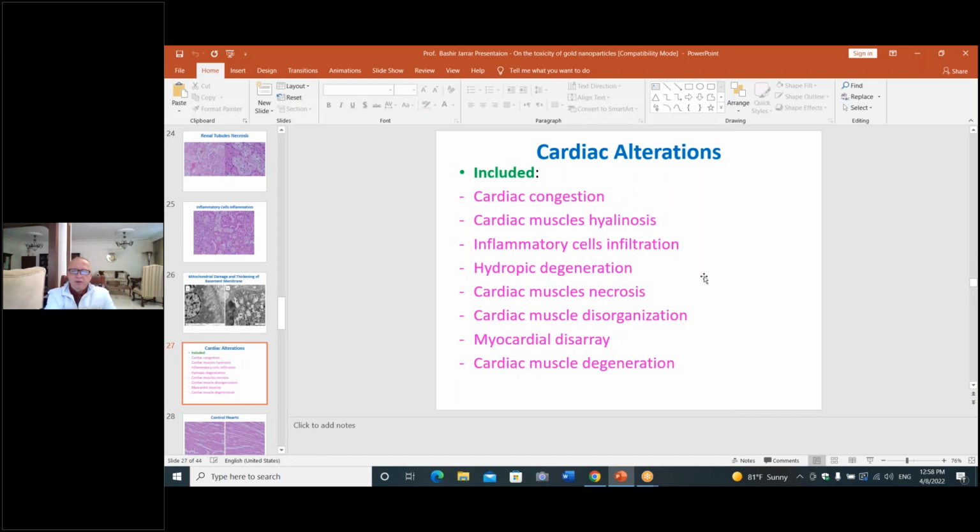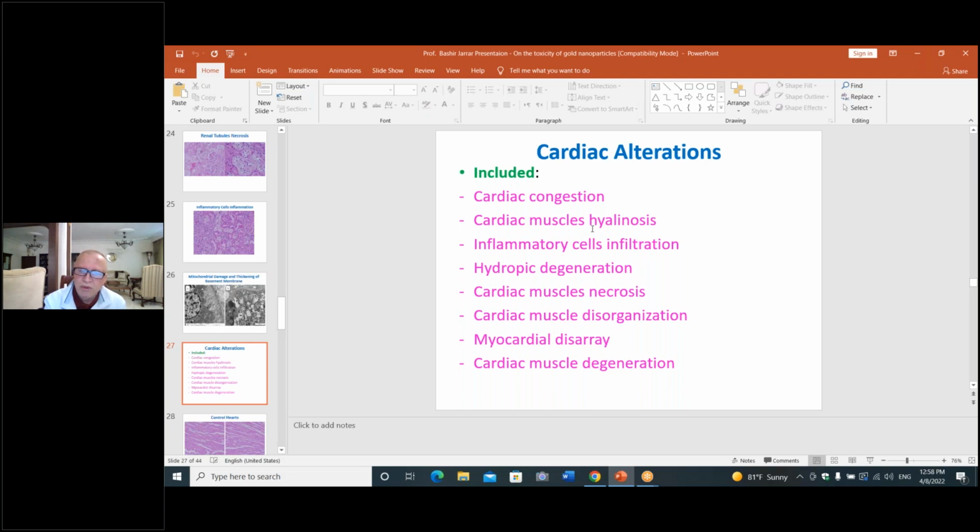Now the third vital organ is the heart. We detected the following alterations that were induced in the heart of the animals that were treated by gold nanoparticles. We got cardiac congestion, cardiac muscle hyalinization. Hyalinization means degeneration of the cardiac muscles, and you know that cardiac muscles are the only tissue in the body that works all life, from the beginning of life in the uterus, with the formation of the embryo, up to the death.